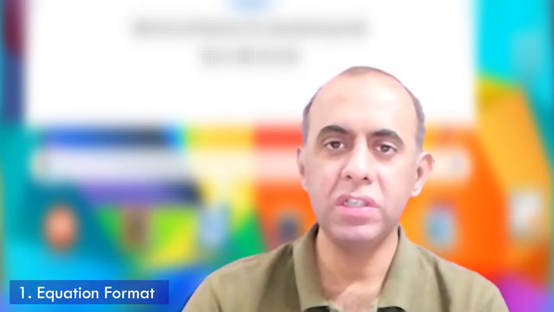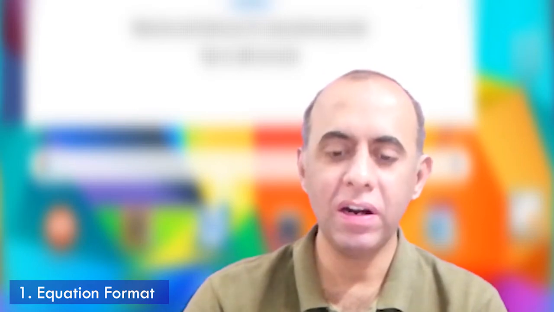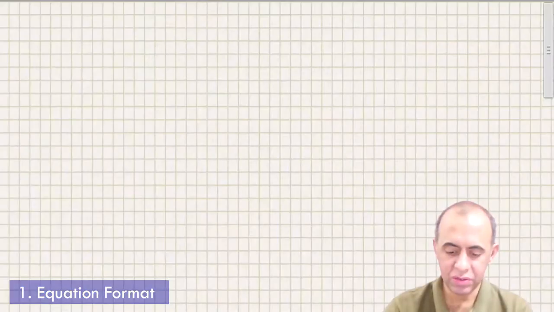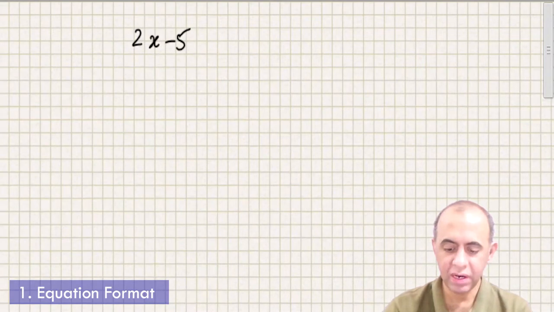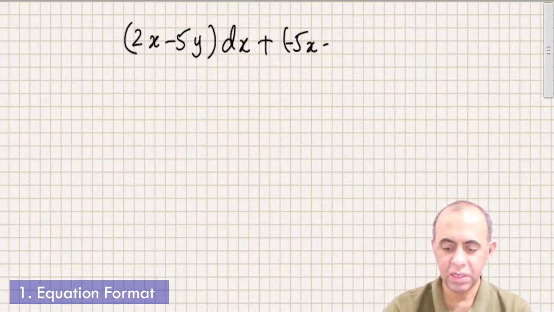In this video we'll be discussing exact equations. These are special differential equations which fulfill a particular criteria or a condition. These are equations which can be written in a particular format, for example, (2x - 5y) dx + (-5x + 3y^2) dy = 0.